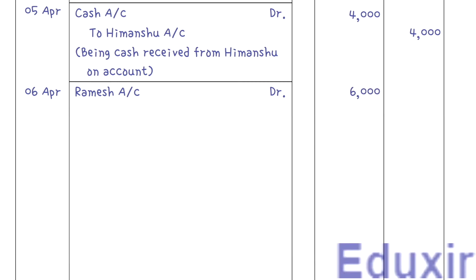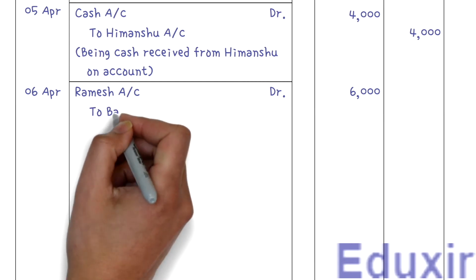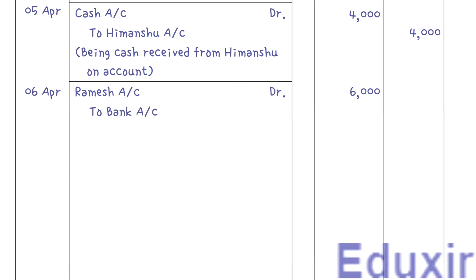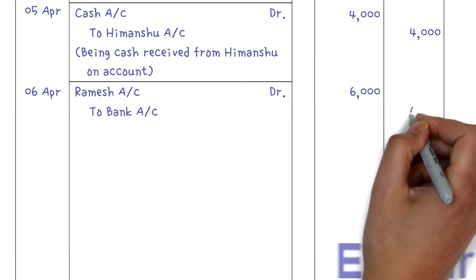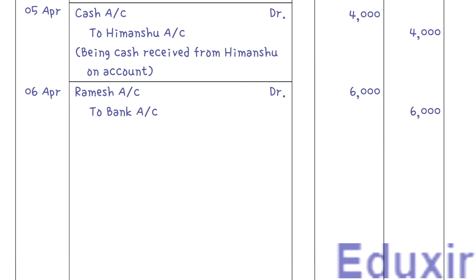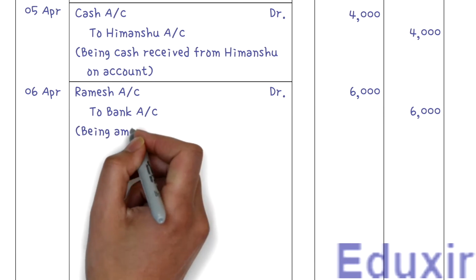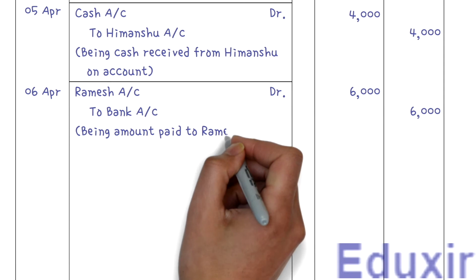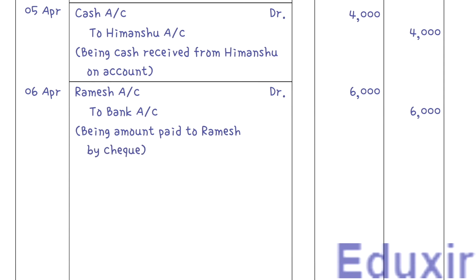Leaving a margin, let us record the bank account as the credit entry. Let us also record the credit amount of 6,000 rupees in the credit amount column. Let us now record the narration or description of this transaction, that is, being amount paid to Ramesh by check. Let us now draw a line to mark the completion of generalizing of this transaction. With that, we have completed the generalizing of this transaction. Let us now take up the next transaction.